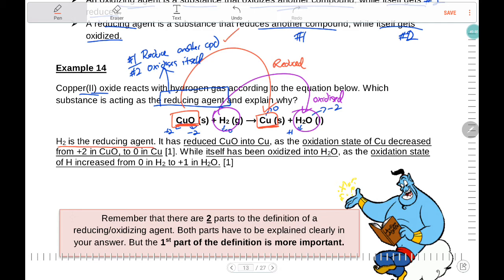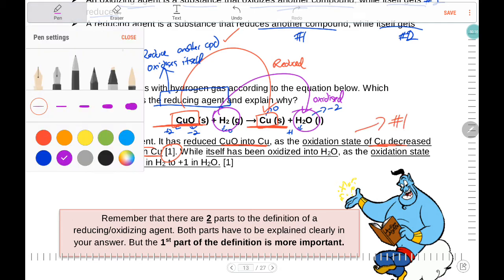Number 1, it reduced another compound, so it has reduced copper oxide into copper. Why? As the oxidation state of copper decreased from +2 to 0. So that's the standard way of explaining. This gives me 1 mark. This is the more important definition.